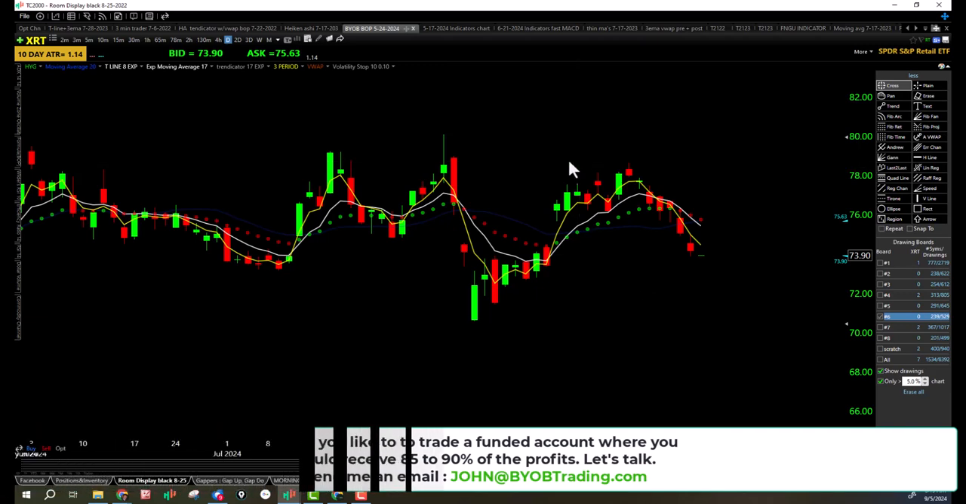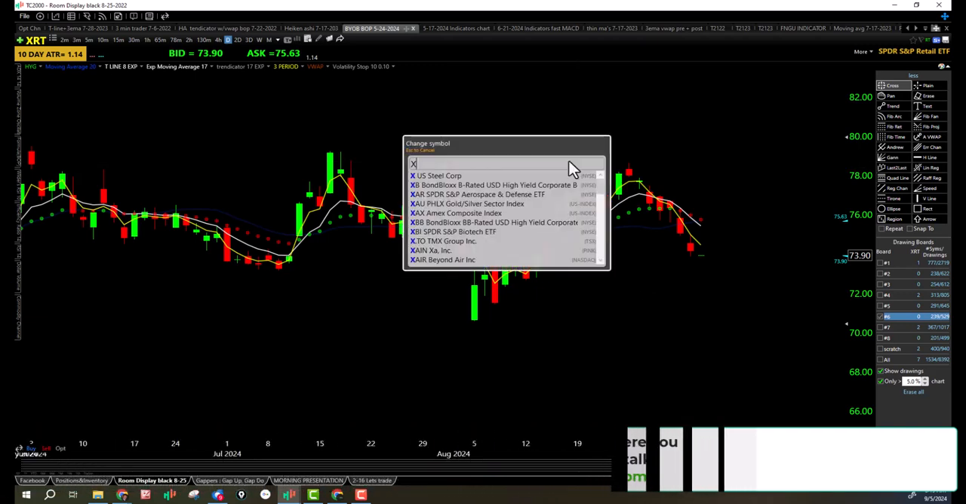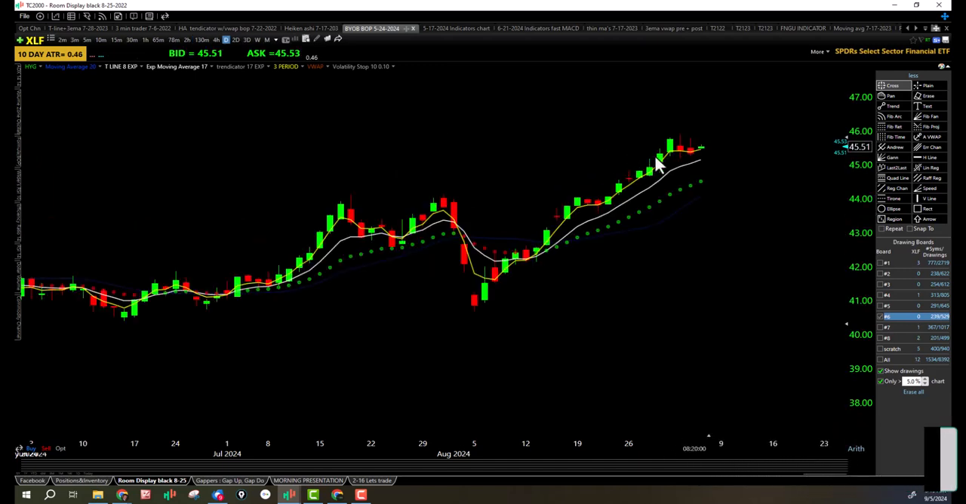Let's take a look at XLF. All right, XLF just 2 days ago made new all-time highs. Okay, took out this high, so it's back into an uptrend. When we took out this low and this low, we became in a downtrend. Now that we've taken out the high, see, it can be done.